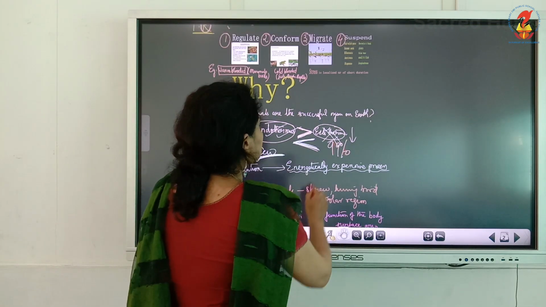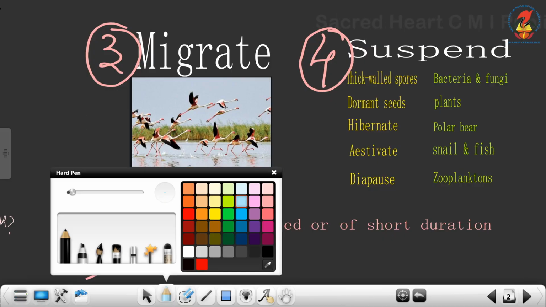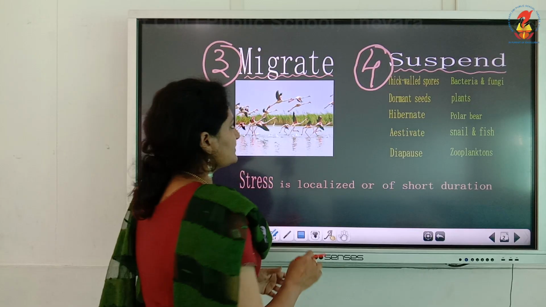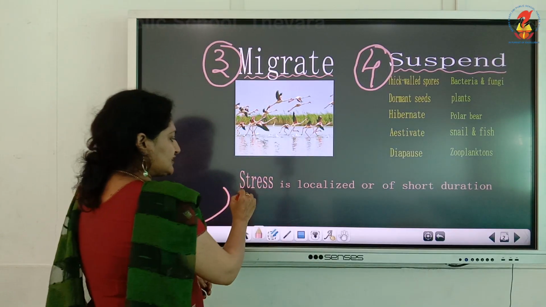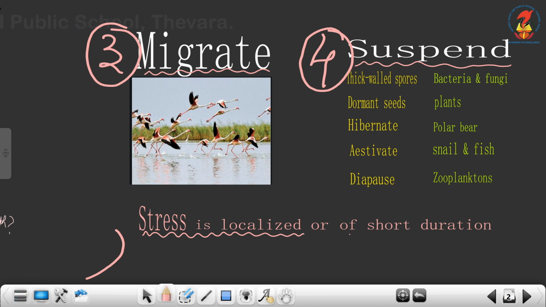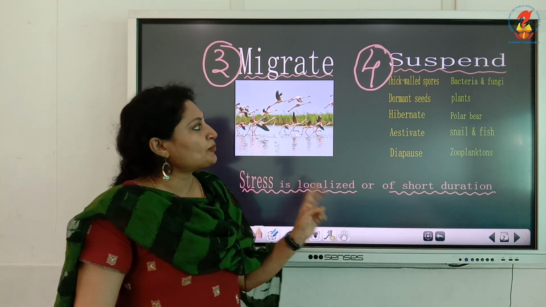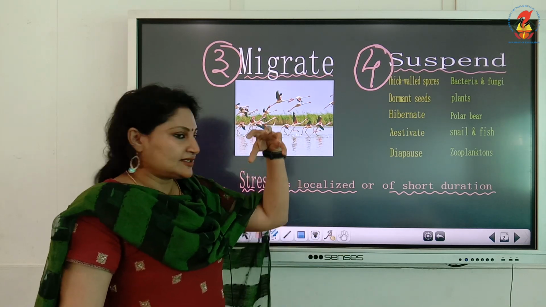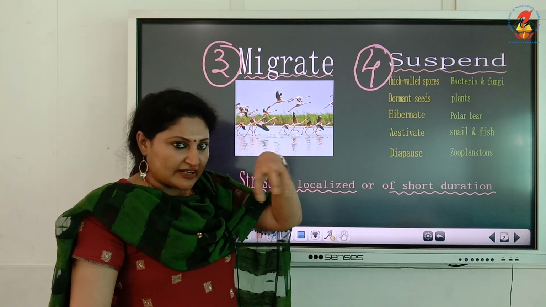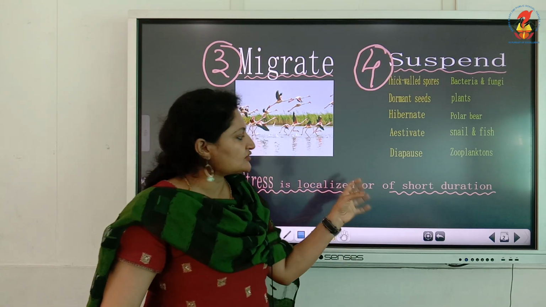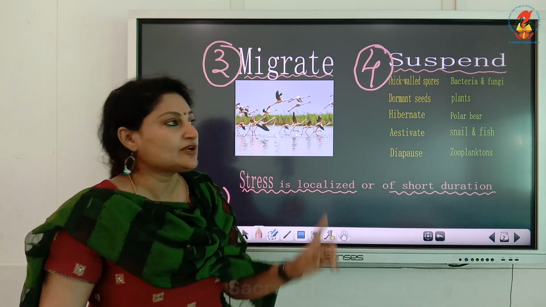Now moving on to the other two strategies that were introduced earlier. The other two strategies are migration or suspension. This is opted only if the stressful condition is localized or is occurring for a short duration of time. So once again I reiterate, organisms migrate or opt to suspend only when that stressful condition exists in a very localized area. It's not widespread, only in a particular area, or when that particular stressful condition is only for a brief period of time, we go for this option.